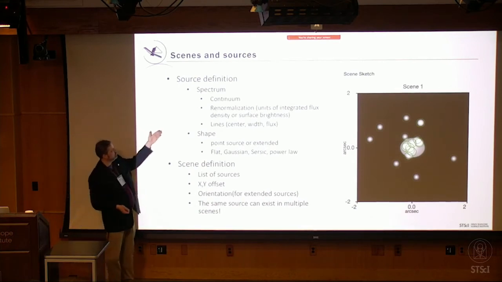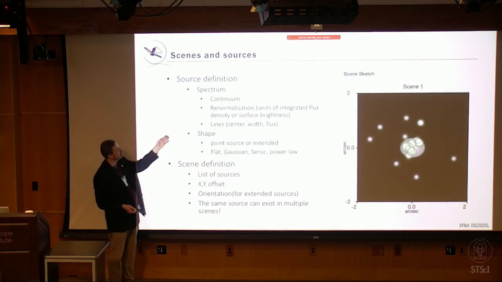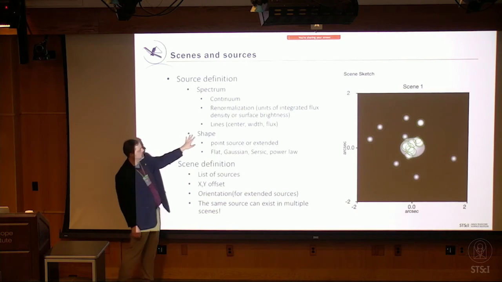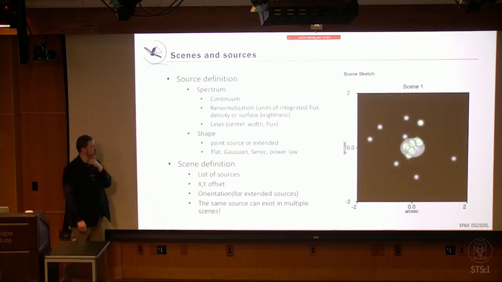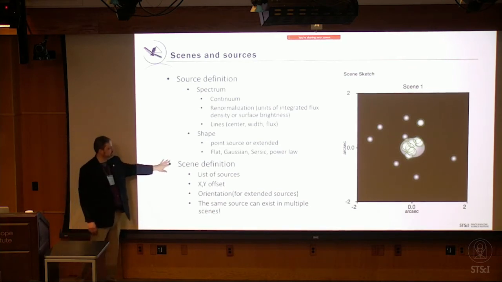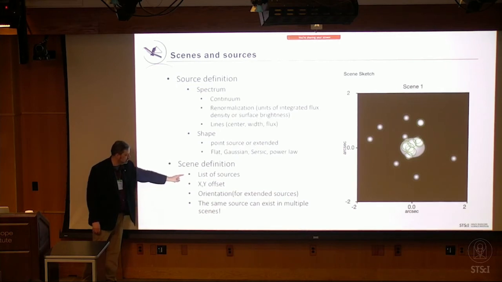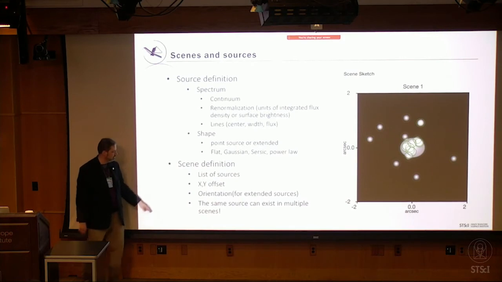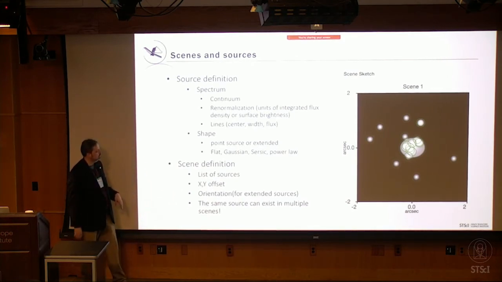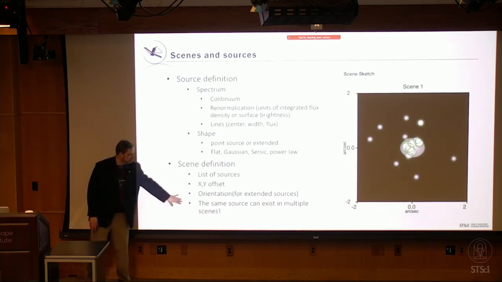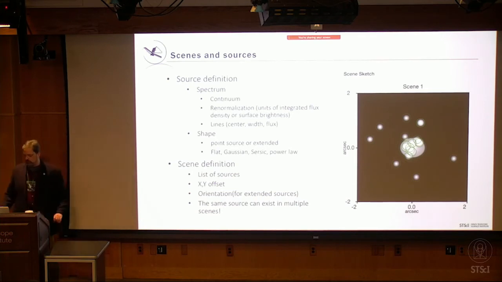A source is defined as a spectrum with a continuum, a normalization, and some lines, and then it has a shape. Shape can be point source or extended, or there's a number of extended sources you can choose from. And then a scene is basically a list of sources, and that's it. Each source here has a position in the scene, so an X or Y offset, and an orientation. Like if you have a galaxy, for example, with a major and a minor axis, you can rotate it. Right, as I said, the same source can exist in multiple scenes.